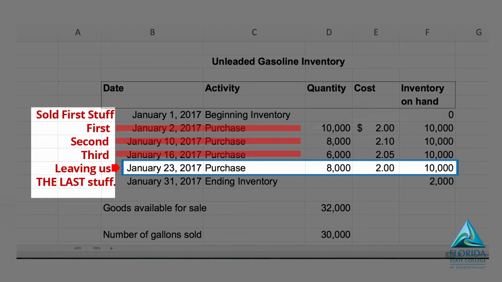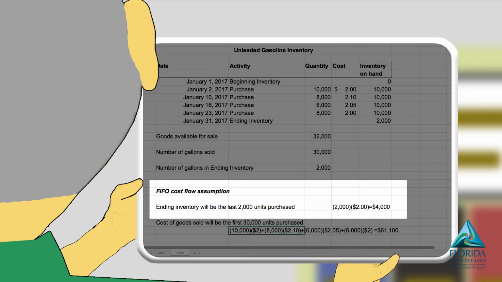So if we use the FIFO assumption, then we've sold the oldest stuff first. That means the units remaining will be the last stuff we purchased. Well, our last 2,000 gallons were purchased at $2 per gallon. So our ending inventory, that is the amount that we have on hand at the end of the month, would be 2,000 gallons at $2 per gallon, giving us $4,000 in the ending inventory.